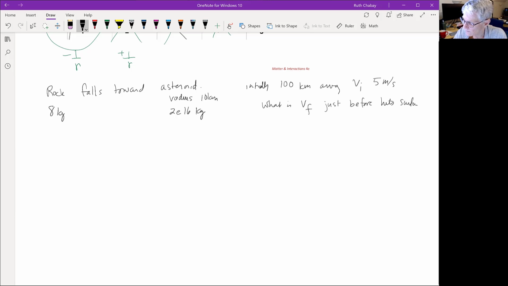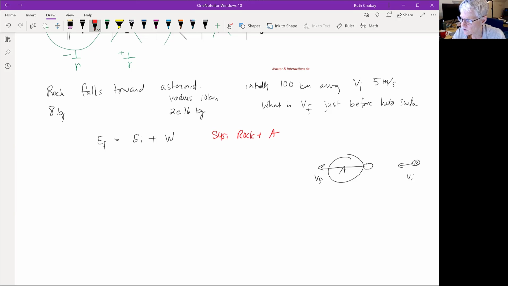So here's our asteroid. Here's the rock falling toward it. It starts out with the initial speed, but just before it hits, it's got some speed V final, and we want to figure out what it is. Well, we just use the energy principle. E final is E initial plus work. We choose the system as the rock plus asteroid. So the surroundings, really there is nothing significant. So work is 0.